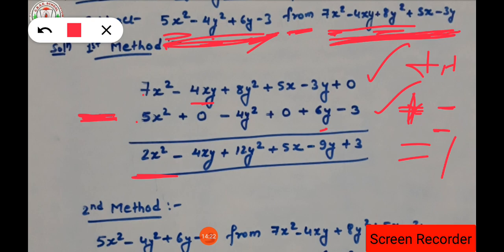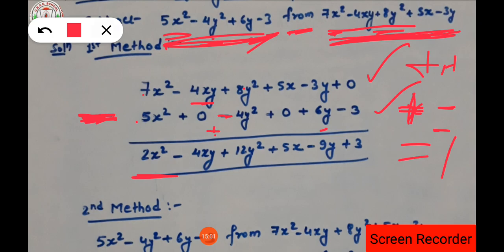Okay. Now minus 4xy will be subtracted with 0. It will be minus 4xy itself. Then here minus and this minus will become plus, isn't it? So plus and plus will be plus itself. So 8y square plus 4y square will be 12y square. Okay. Then plus 5x plus 0 will be plus 5x. Minus 3y plus 6y will be minus 9y. Then plus 0, minus 3: minus and minus will become plus. So plus 3 plus 0 will be plus 3 itself.